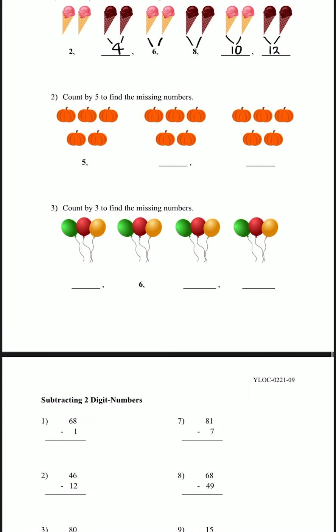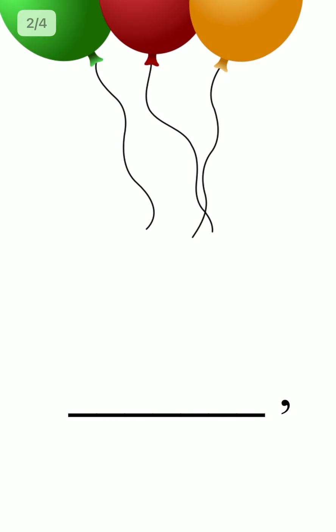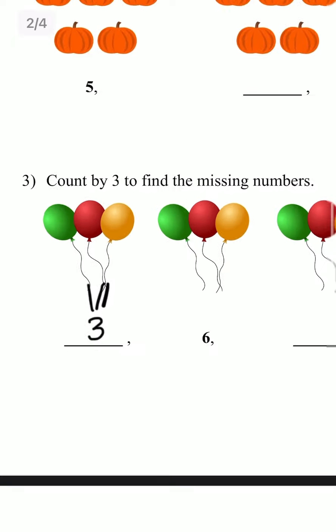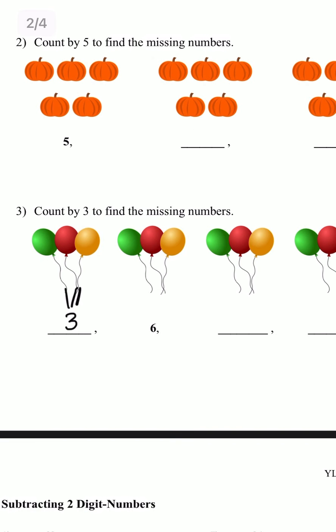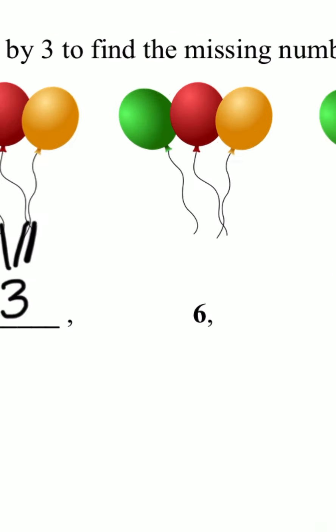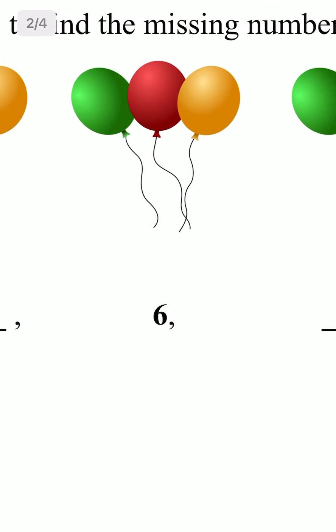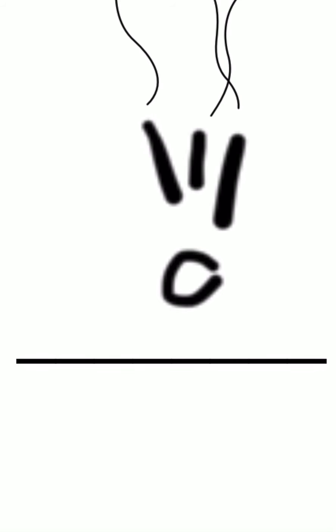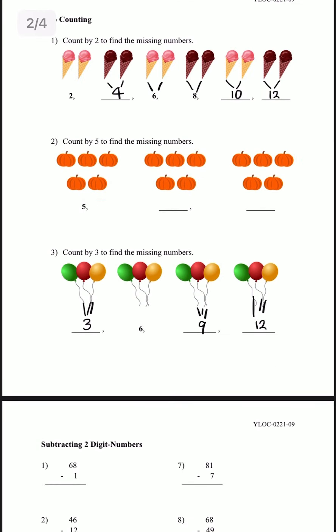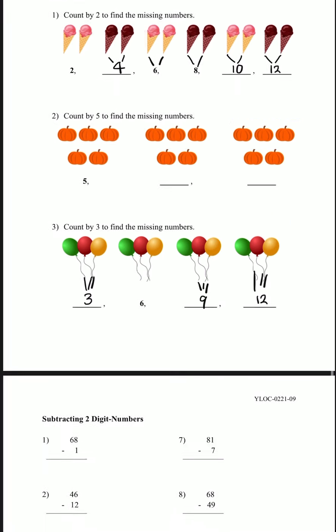Let's look at number 3. There are 3 balloons, so we need to write 3, and then we need to count by 3 to find the missing numbers. So 3 plus 3 is 6. 6 plus 3 is 9. 9 plus 3 is 12. So 3, 9, and 12 are the answers for number 3. Let's move on to the next page.